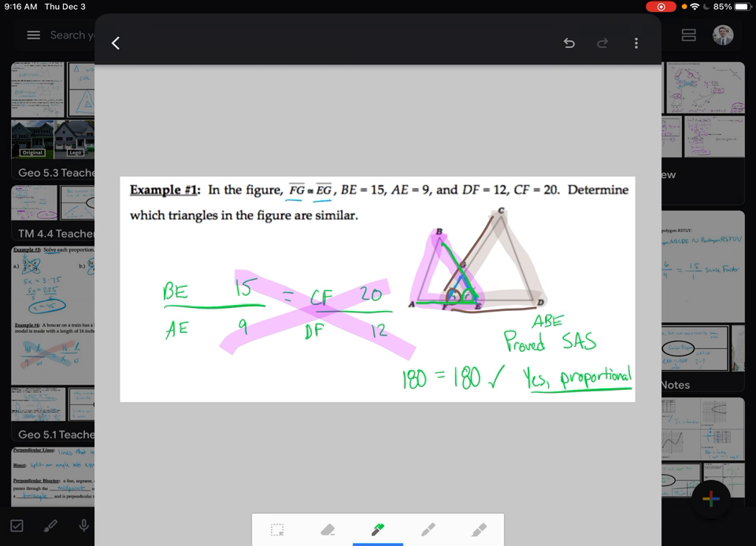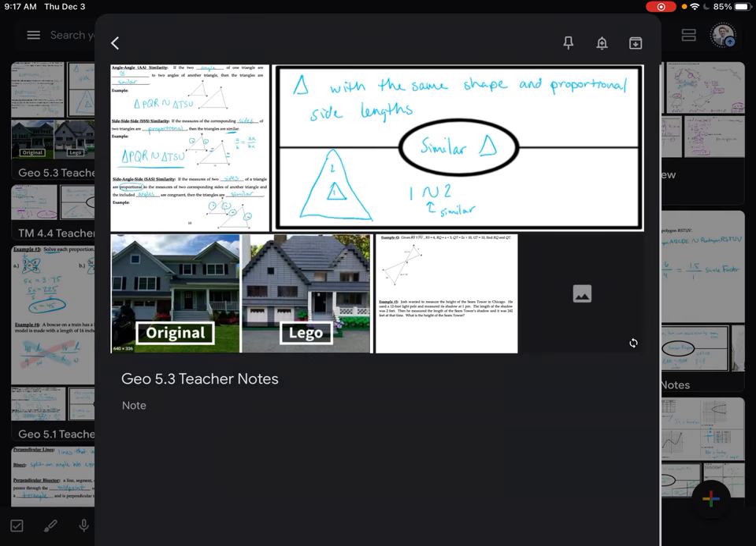ABE is similar to DCF. And again, a lot of different combinations here that you can say, you know, ABE, you could say EBA. As long as the one on the left matches the one on the right and is in the correct order, then you're in good shape. And that's what we were looking for here, is that proving statement, seeing that we did SAS, seeing that we have proportional sides, seeing that we have those equal angles in here, and we are in good shape.